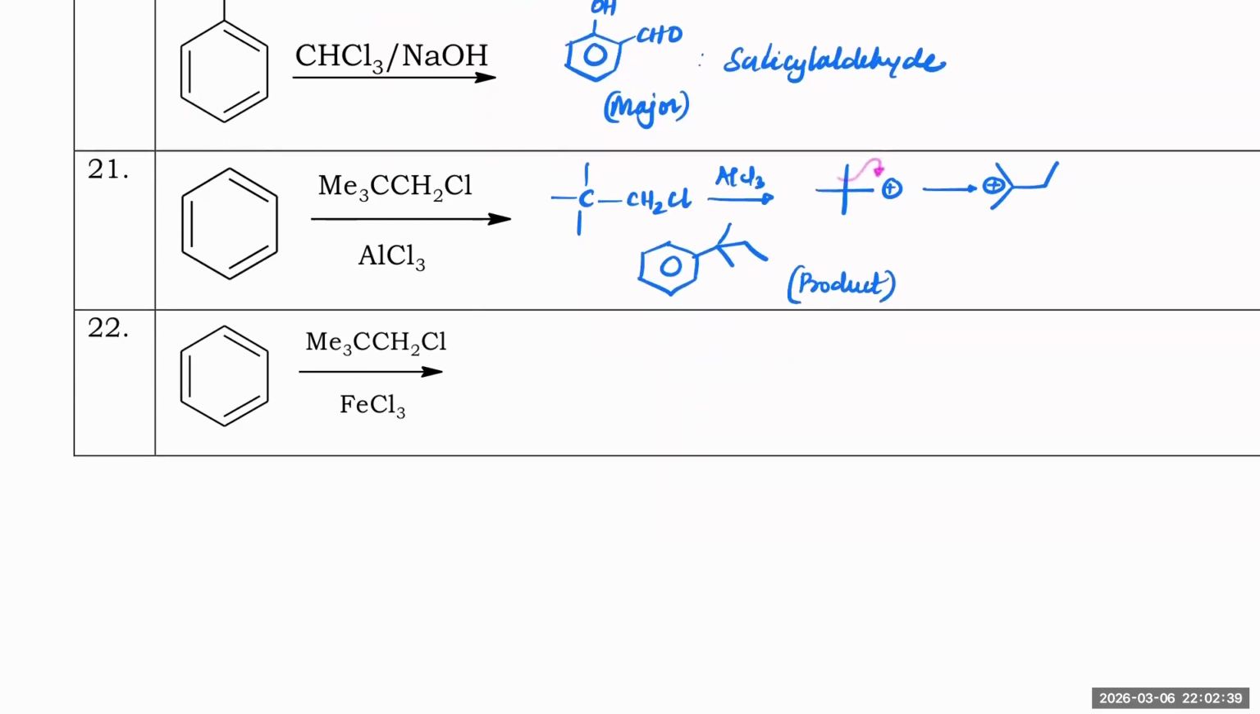Next. In the presence of FeCl3, I told you that no rearrangement will take place, because a fully formed carbocation is not formed. So this will be the final product. Final product, no carbocation formation. In the case of AlCl3, you will have carbocation formation. In this case, no carbocation formation.